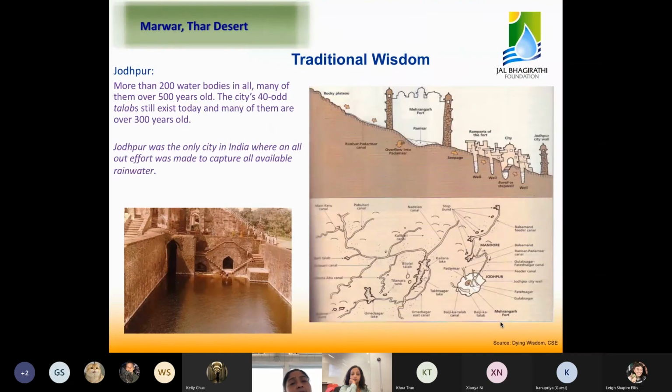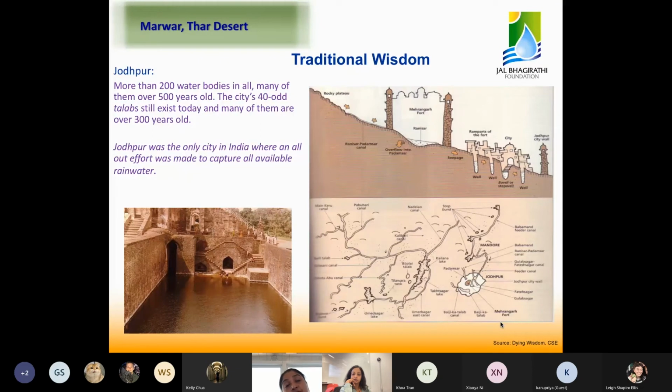This is a photograph that I pulled out from a book called Dying Wisdom, in case all of you are also interested in how rainwater harvesting was done in cities and how cities were made sustainable at that time. This is a map of the city of Jodhpur. Jodhpur had an amazing system of rainwater harvesting. On the top right, you see the fort, which was on a hill. All the runoff of the water would come down and go into the city.